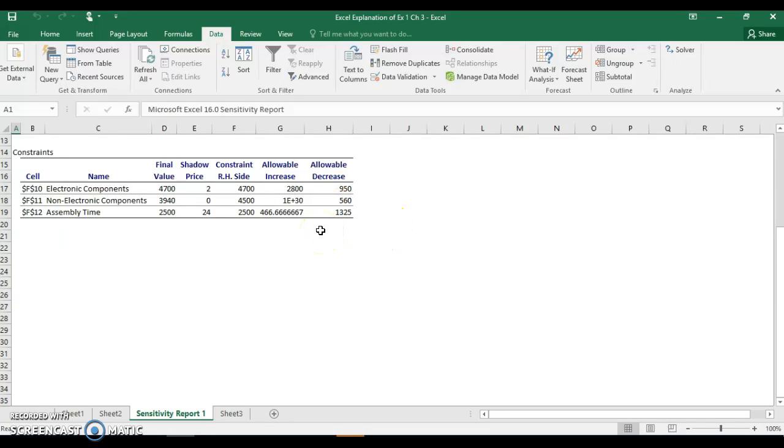Now, let's just say, for example, that you increase your electronic components by 4,000 units. Again, like I told you, 4,000 isn't within the allowable increase. Therefore, we won't know what it will do to our income, our profit. Okay, so that's what this sensitivity report's doing for us. It's just showing us what it will do to our profit based off the number of increased or decreased amounts. So this can decrease up to 950 units, and we'll still be okay.